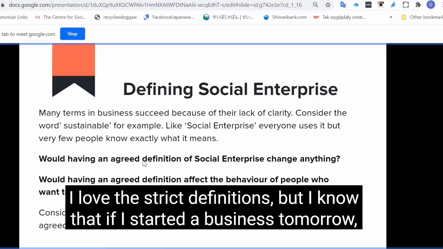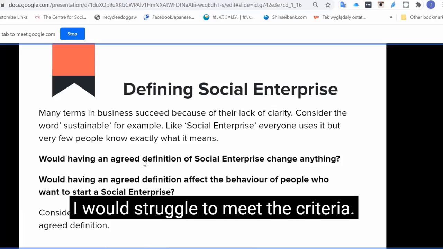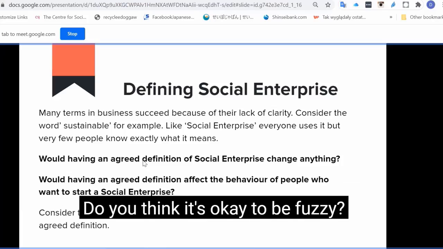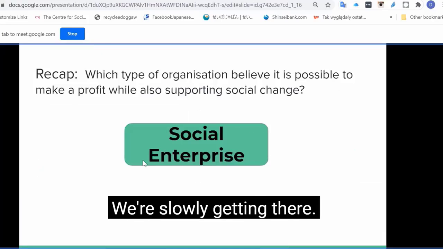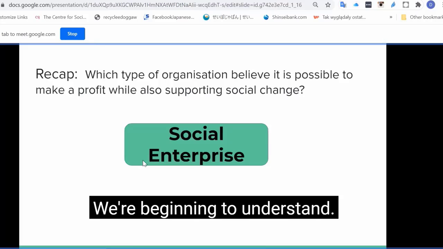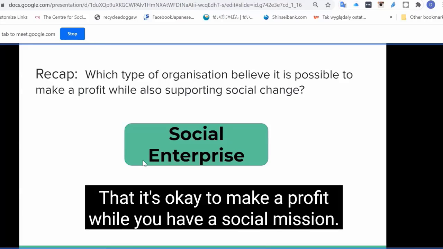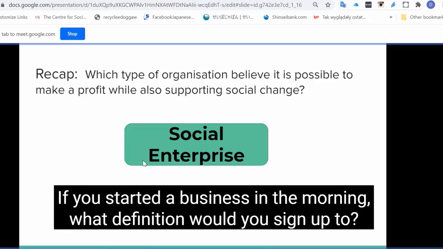I love the strict definitions, but I know that if I started a business tomorrow, I would struggle to meet the criteria. Do you think it's okay to be fuzzy like sustainable? It's an interesting argument, and it's one that we won't solve today, but we need to consider it. We're slowly getting there, we're beginning to understand that it's okay to make a profit while you have a social mission. If you started a business in the morning, what definition would you sign up to?